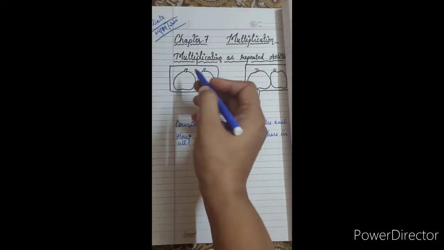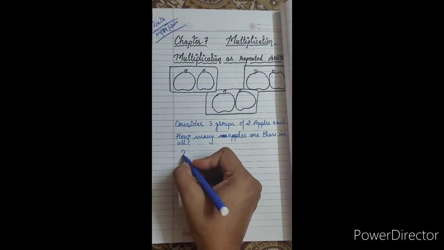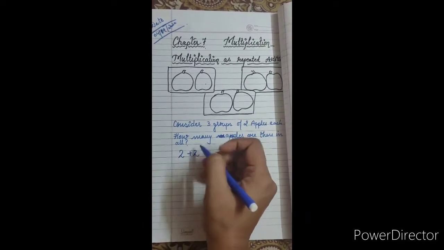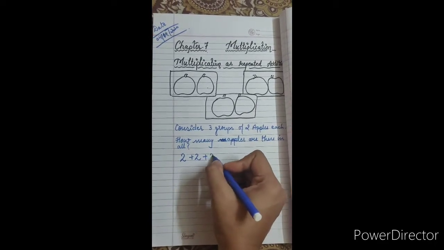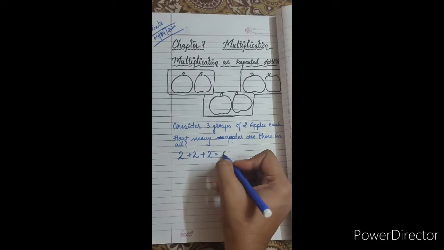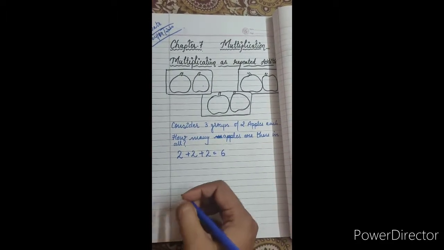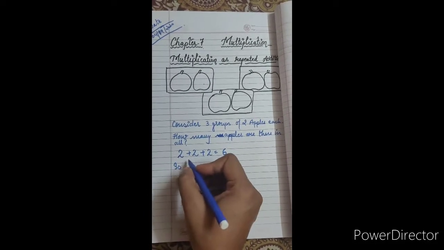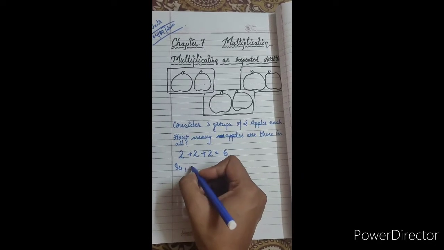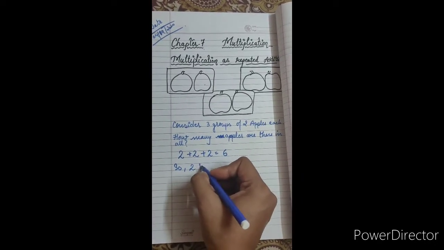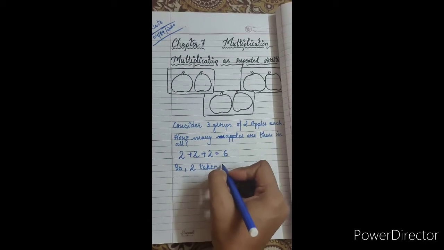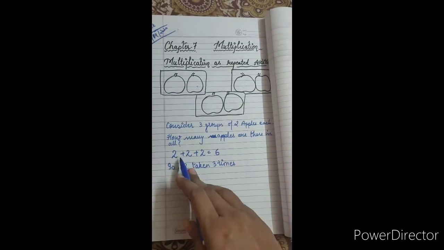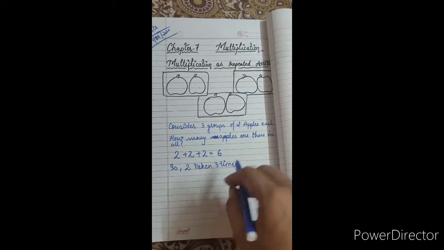Yes. So now we check 1, 2. One group has 2 apples. 2 plus 2, all means addition, and 2. So 2 plus 2 is 4 and 4 plus 2 is 6, right? Yes. So 2 taken 3 times, right? Yes. So we write 2 taken 3 times. If 2 taken 3 times and then add is equals to 6.